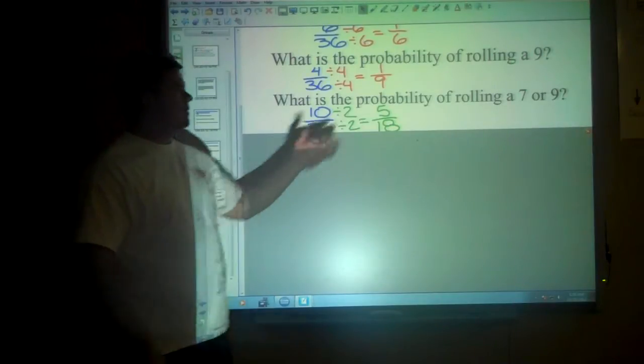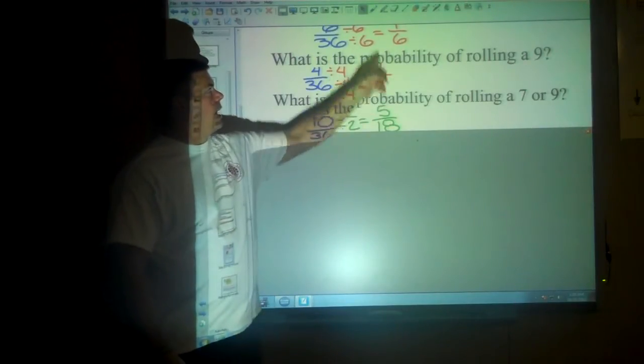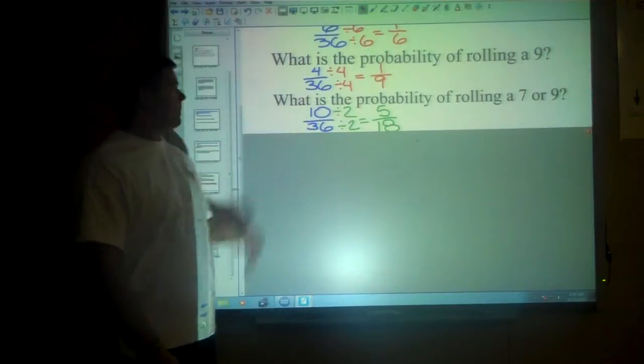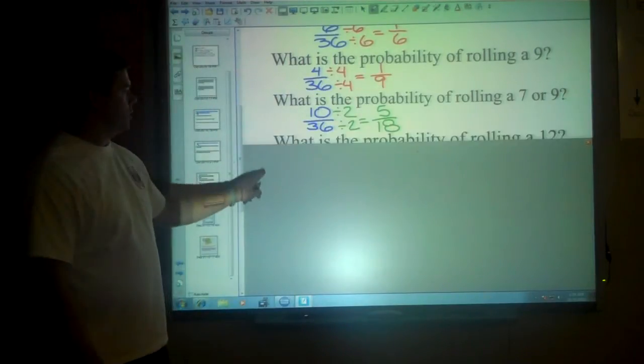which means that for every 18 rolls, 5 of them are going to come out to either 7 or 9. Alright? 5 out of 18 is a little better odds than 1 out of 9 and 1 out of 6, because it happens more often. The likelihood is a little better.